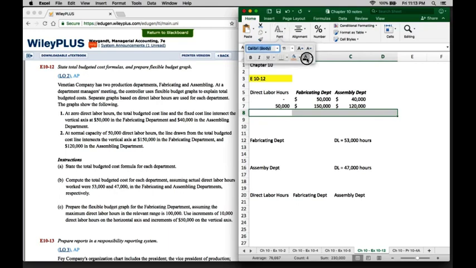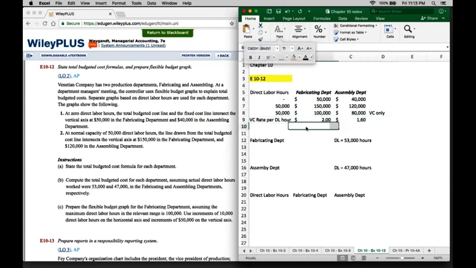So I'm going to separate out the numbers. Of 150, if 50 is fixed, 100 is variable. Of 120, 40 is fixed, 80 is variable for the second department. That's a variable cost only. So the variable cost rate per direct labor hour is 100,000 divided by 50,000 hours, and here it's going to be 80,000 divided by 50,000 hours. So we get $2 and $1.60 per hour.